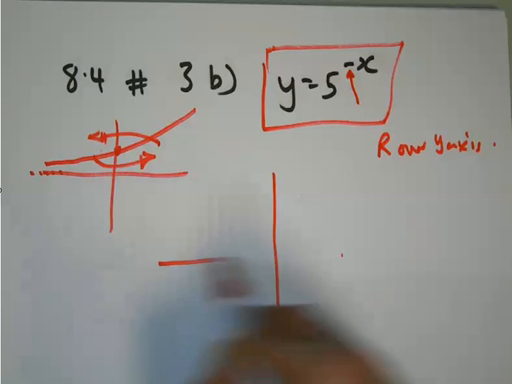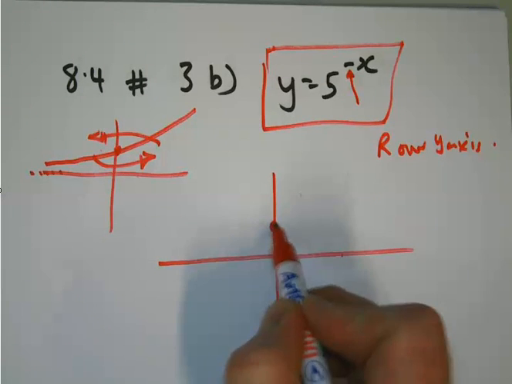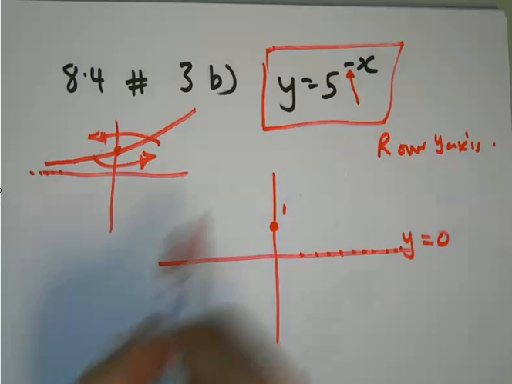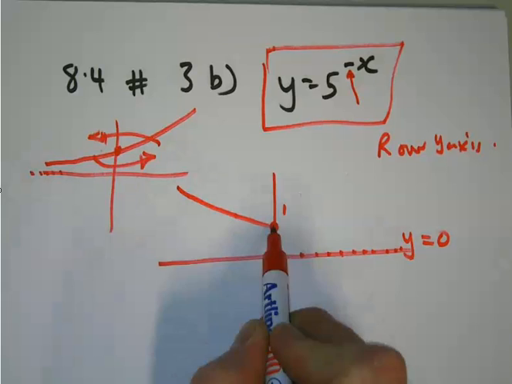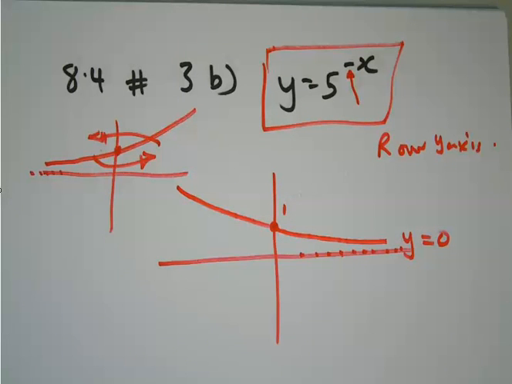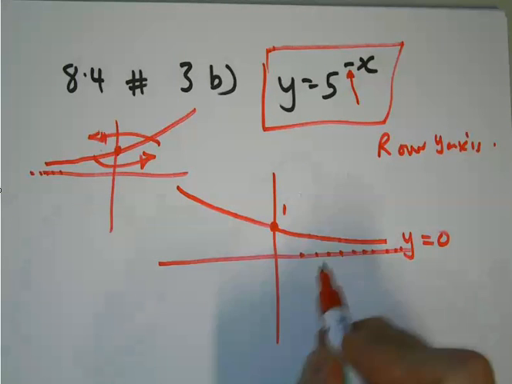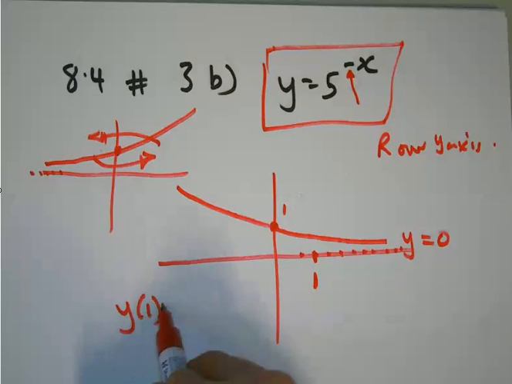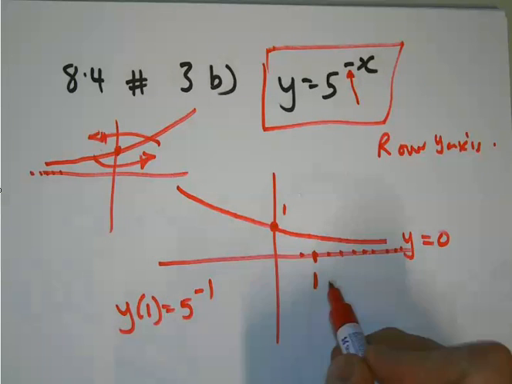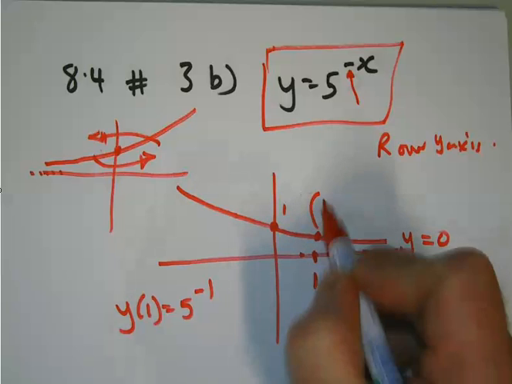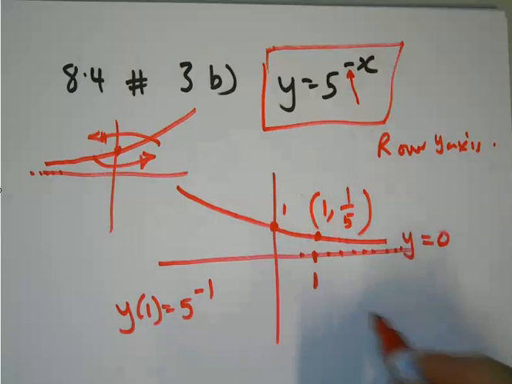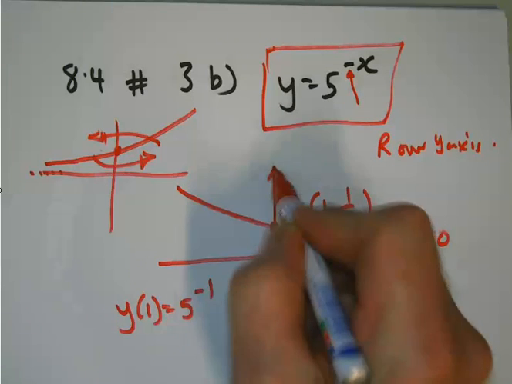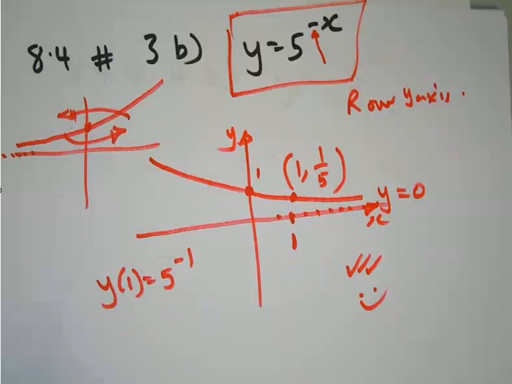So what's my graph going to look like? It's going to go through there at 1 as normal. It's going to have an asymptote there at y equals 0, and it's going to look like that. I've got 1 point labelled, I need a second point labelled. I'll choose x equals 1, y of 1 will equal 5 to the minus 1, or coordinate there of 1 and 1/5. That's x, that's y. It's beautiful.